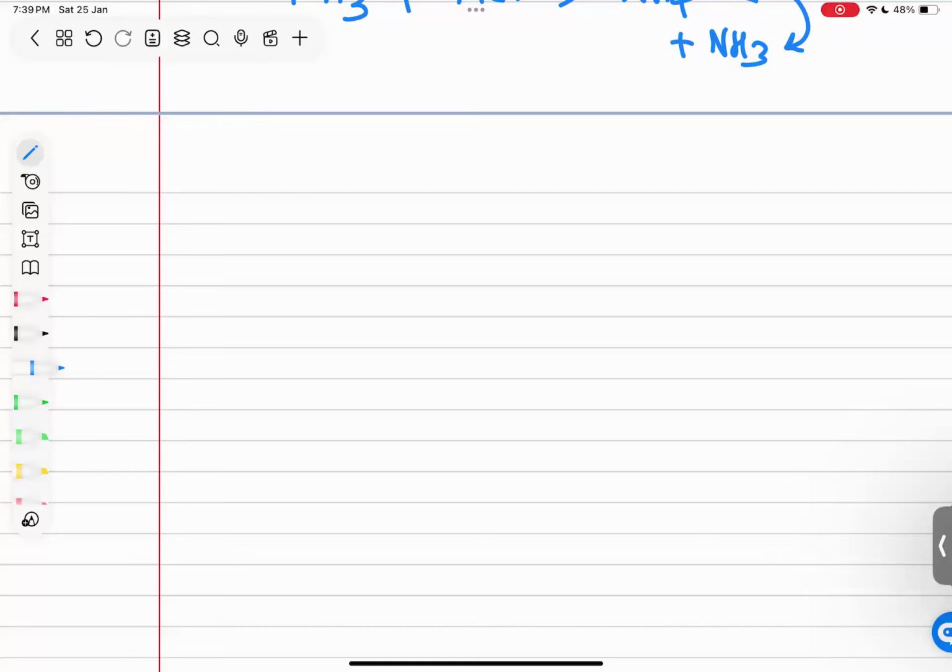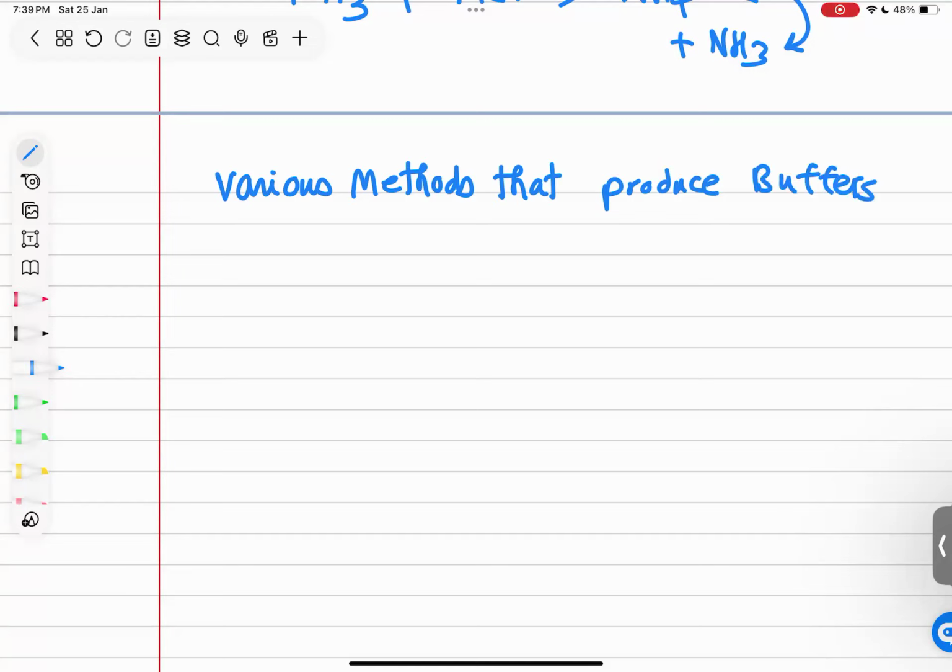So now we are asking what are the various procedures that produce a buffer. So the various methods that produce a buffer.